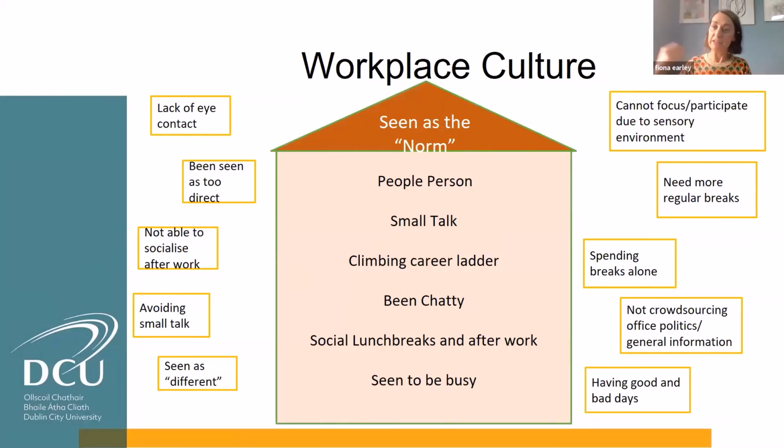I won't go through this, but it's just like a summary of what is seen as the norm. So being a people person, engaging in small talk, being chatty, being seen to be busy, that seemed to be the norm in a workplace. But outside of the norm, we have people who struggle with eye contact, are very direct, not able to socialize after work because it's all just been too much, avoid small talk, prefer to spend time alone.